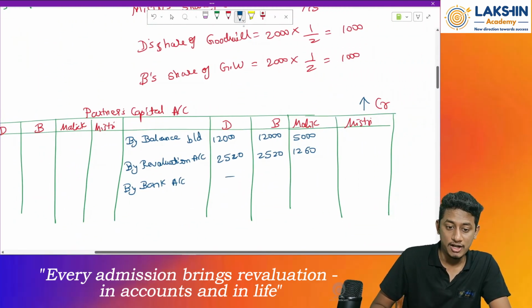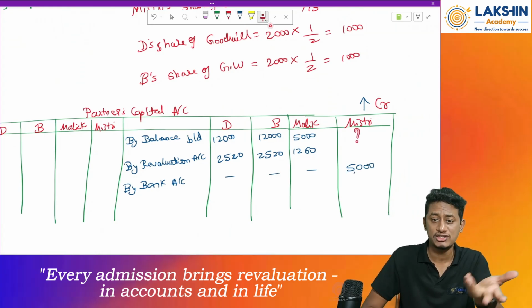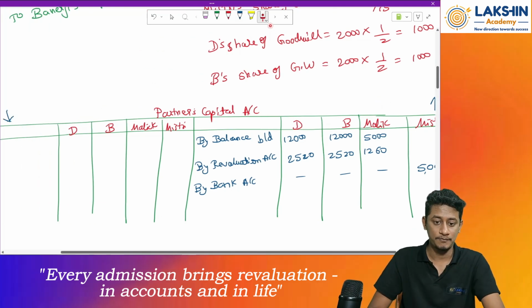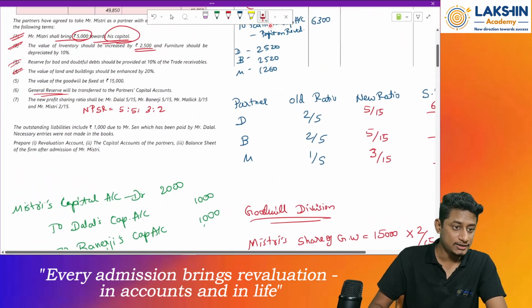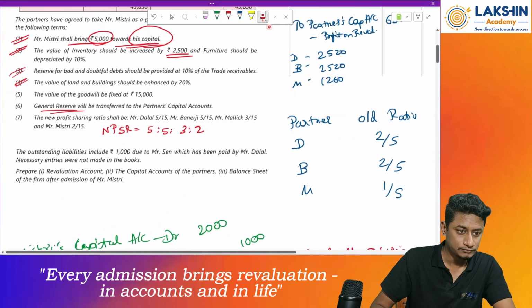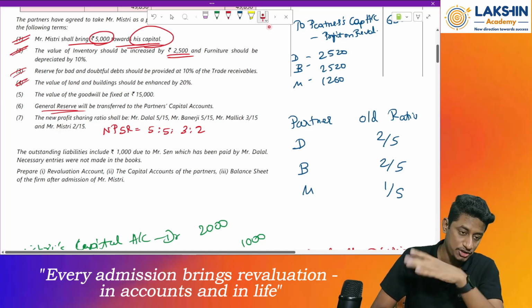In which column should I mention the amount? Only in the column of Mistry. It is his capital, right? See, there was no balance over here. Why? Because he's a new partner being entered. There will be no opening balance for him. Clear? Okay. Next, once that entry is done, what else remains? The value of goodwill, keep it on hold. I will teach you what to do.